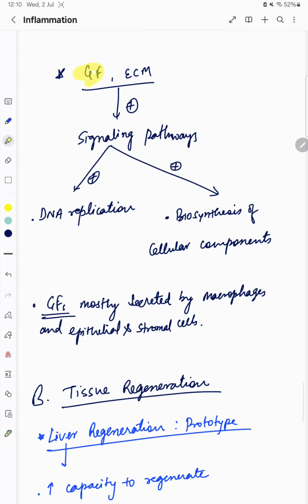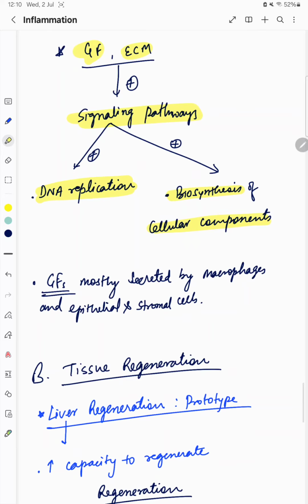Growth factor and extracellular matrix stimulate various signaling pathways which result in DNA replication and the biosynthesis of various cellular components, and this will result in cell proliferation. Growth factors are mostly secreted by macrophages, epithelial cells, and the stromal cells.